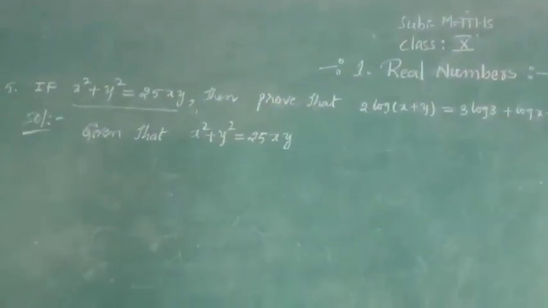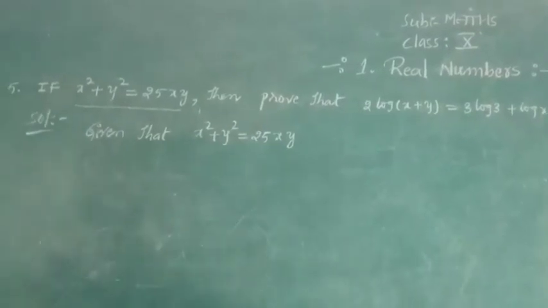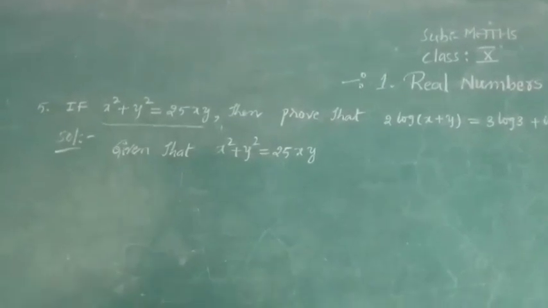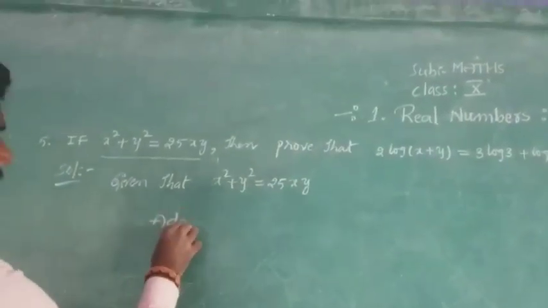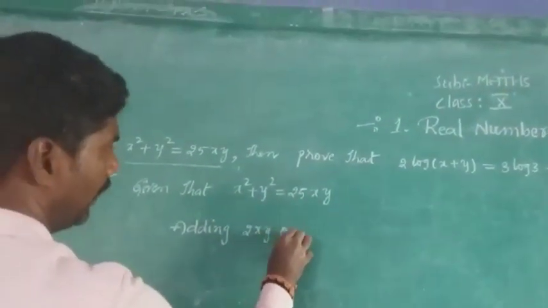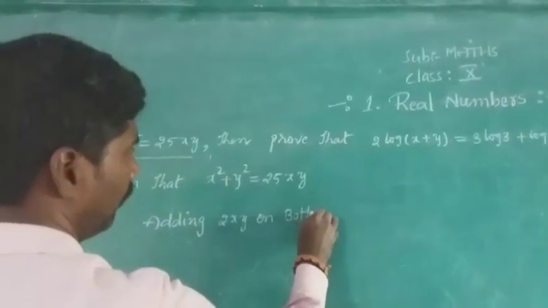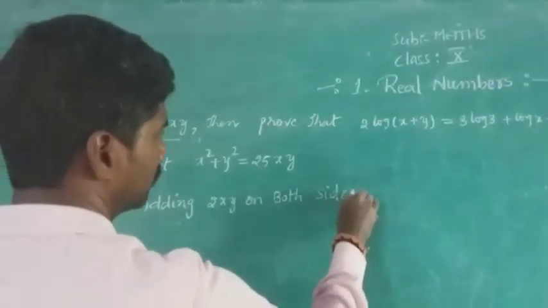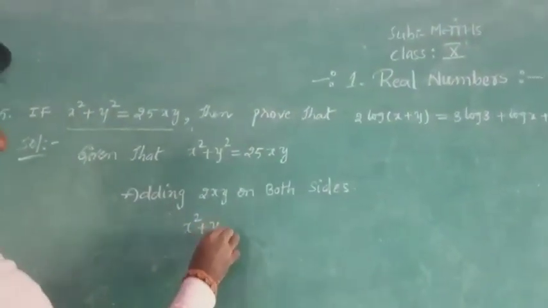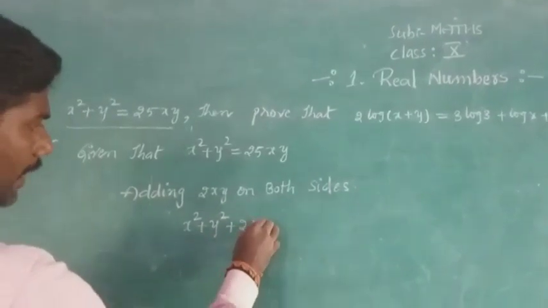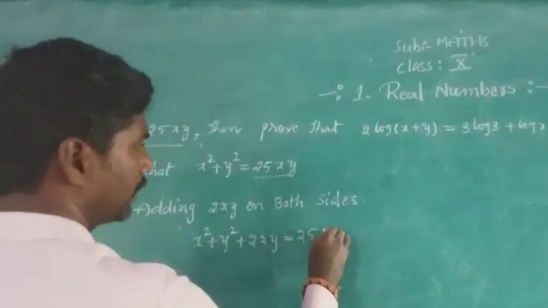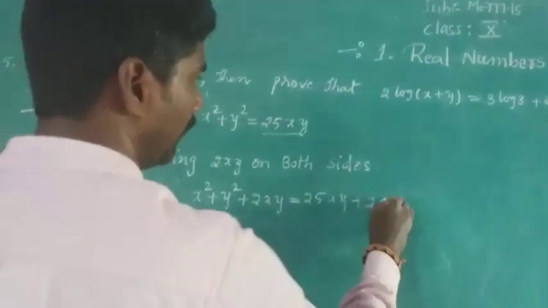Given that. So here what I am doing is I am adding 2xy on both sides. What do you write? x square plus y square plus 2xy is equal to 25xy plus 2xy.